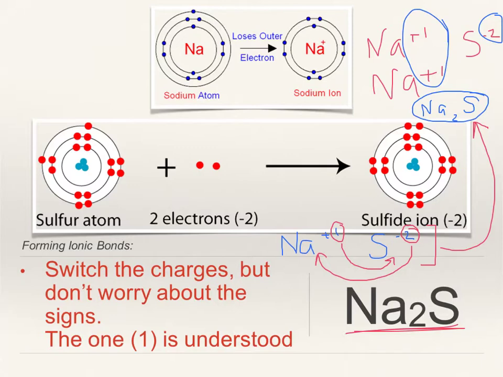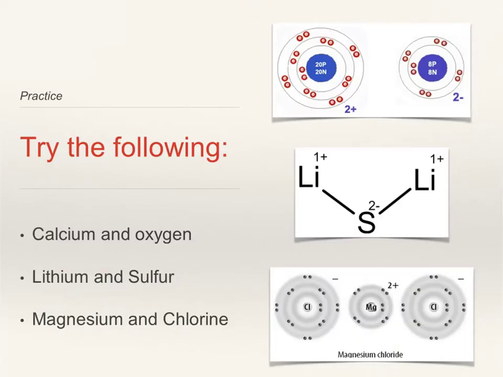When we switch the charges, we're not going to worry about the signs. We're ignoring the signs. We're just taking the numbers. And the 1 is understood. Remember, if I take the sign with it, it doesn't make sense to have a negative amount of something, and the subscript is telling me how many I have.